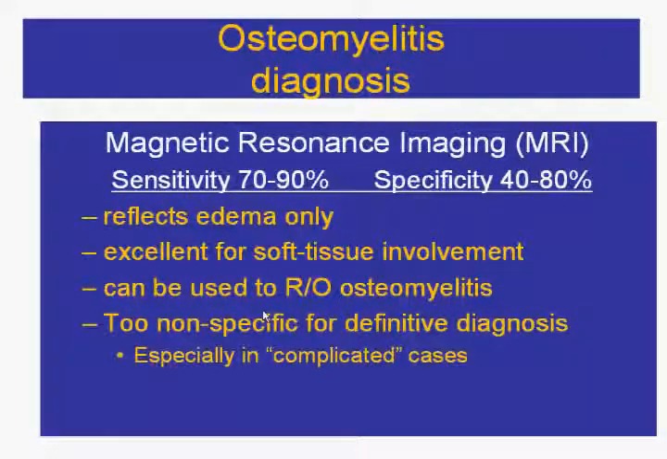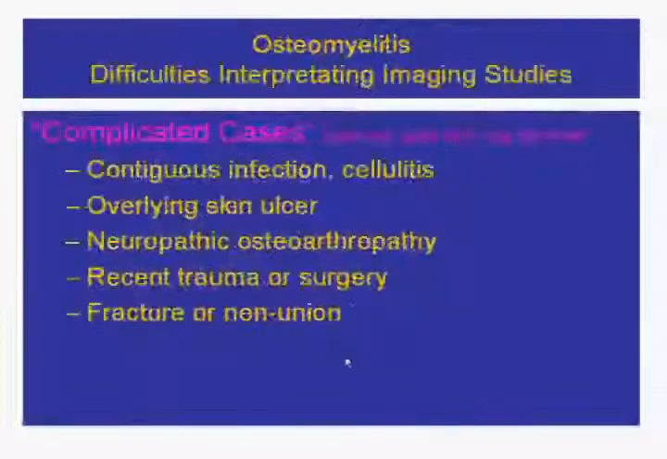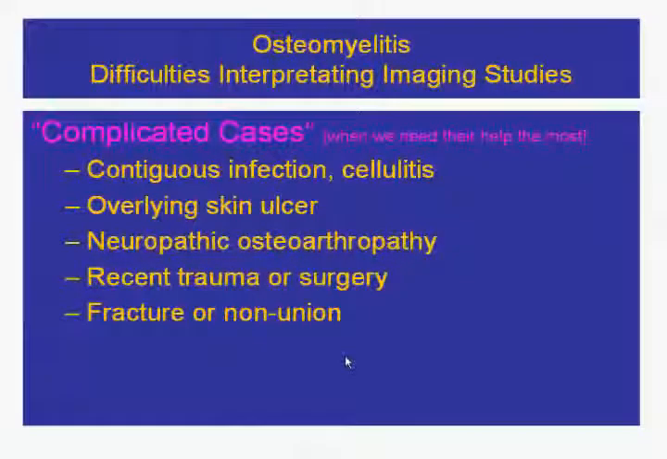And in those difficult cases that we have, where there are other processes going on, like overlying cellulitis or anything else that will increase edema in the area, the bone too will become edematous, and the MRI will be abnormal, and it will be read as inflammation in the bone. And inflammation of the bone sometimes is written as osteomyelitis, which becomes a problem. We don't have that problem with our radiologists here, but it is very commonplace elsewhere. So it's really not of very good value in those complicated cases where we need it most.